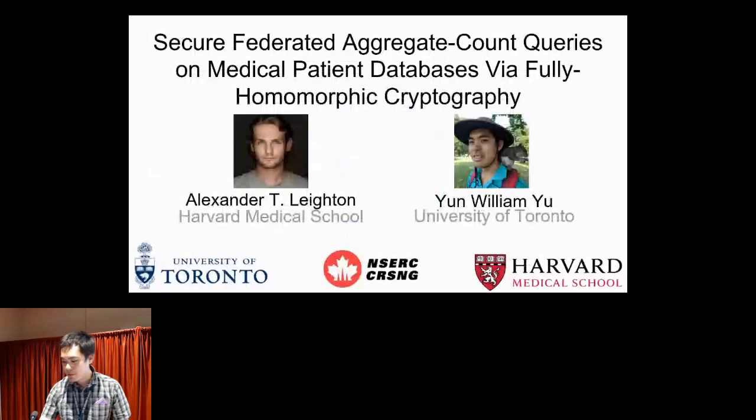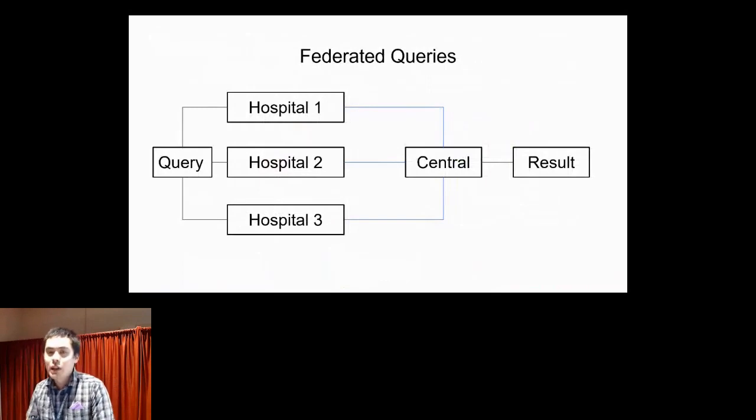Okay, great. So I'm going to be talking mostly about federated queries today. Some clinician, some scientist wants to know how many patients have hypertension across an entire network of hospitals. And so you send your query out to hospitals 1, 2, and 3. They all send some amount of data back to some central party, and you get a result.